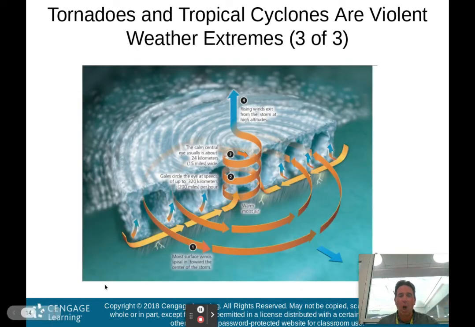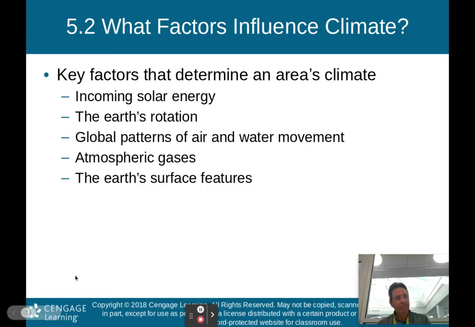Hurricanes are very, very large, again forming over water. Most surface winds spiral in towards the center, and then you get this rising air. Again, the center, the eye, is calm. It's like nothing is happening in the eye. Then right around the eye wall, that's where your strongest winds are. And again, heavy rain, very strong wind over a very large area. That's your hurricane, otherwise known as a tropical cyclone. And again, they form over warm water, and they are very, very large.